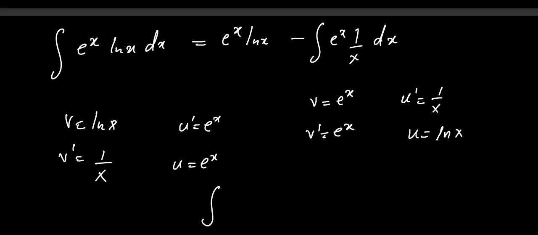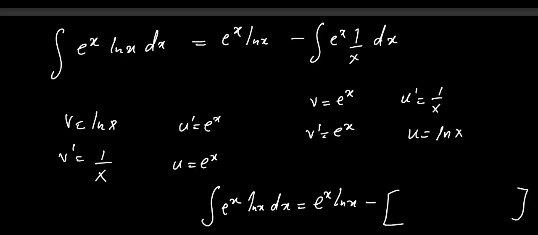something repeating as well. The integral of e^x ln x dx is equal to e^x ln x minus the integral of this, which is supposed to be vu, these two, so it's e^x then ln x minus the integral of this guy and that guy, that's e^x then ln x again.